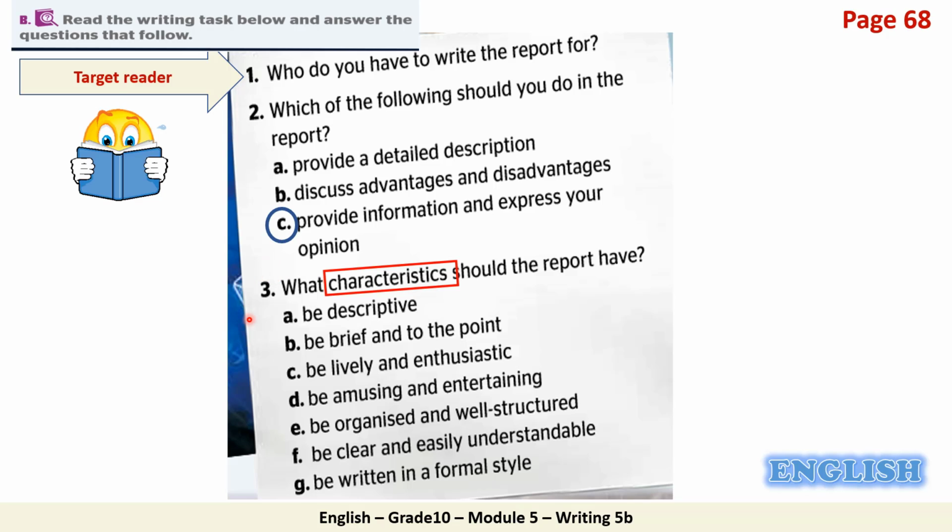How about question 3? What characteristics should the report have? What are the qualities needed for a report? So read the options from A to G and make a decision. You can choose more than one.